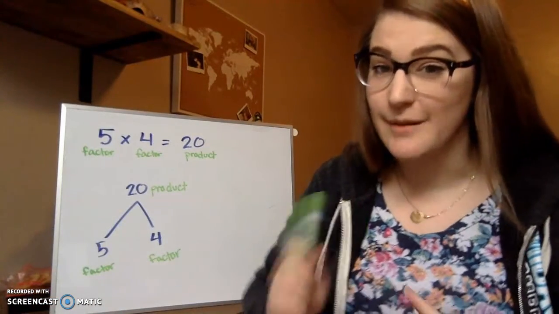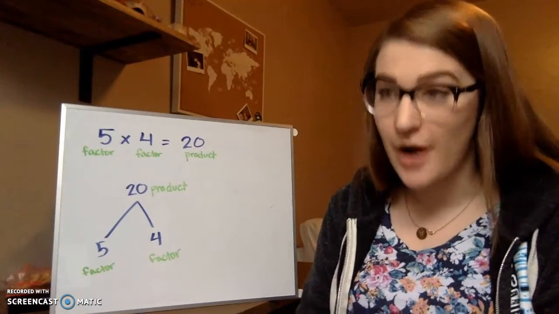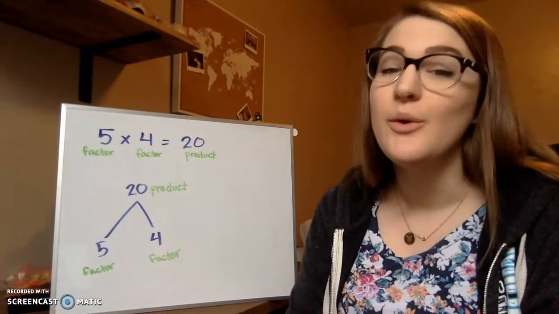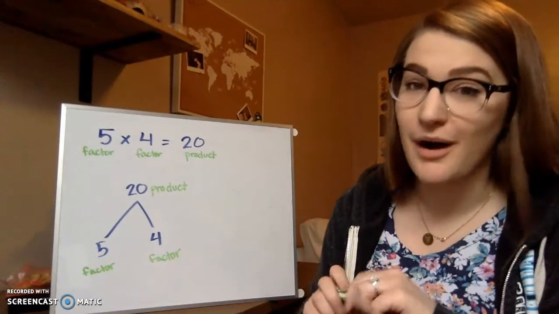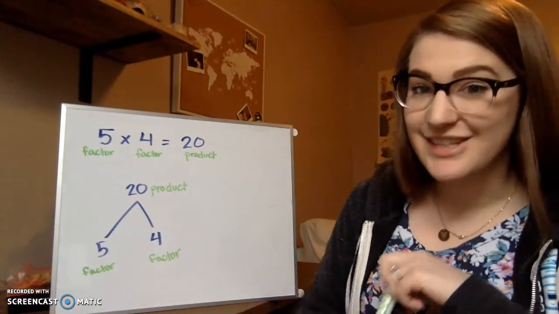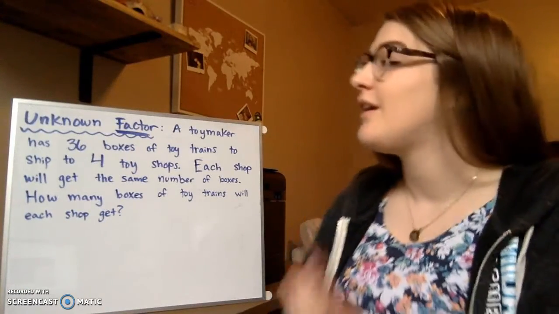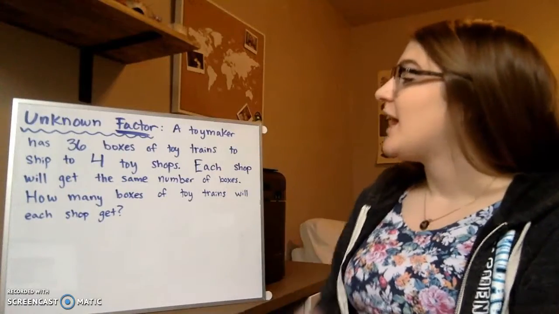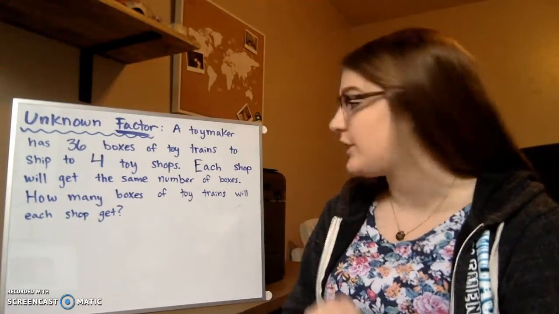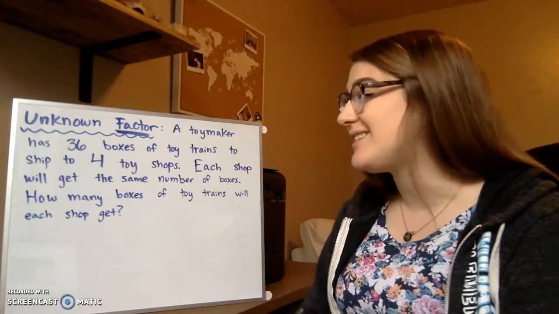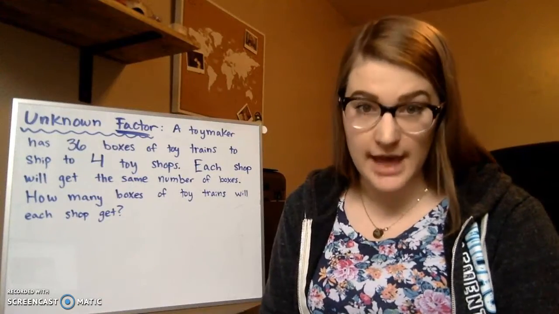Now, these words are going to come in handy because just like we did unknown addend problems with addition and subtraction, we are going to be exploring how to do unknown factor problems with multiplication and division. All right, so let's look at one of those unknown factor problems now. So here we have a toy maker has 36 boxes of toy trains to ship to 4 toy shops. Each shop will get the same number of boxes. How many boxes of toy trains will each shop get?